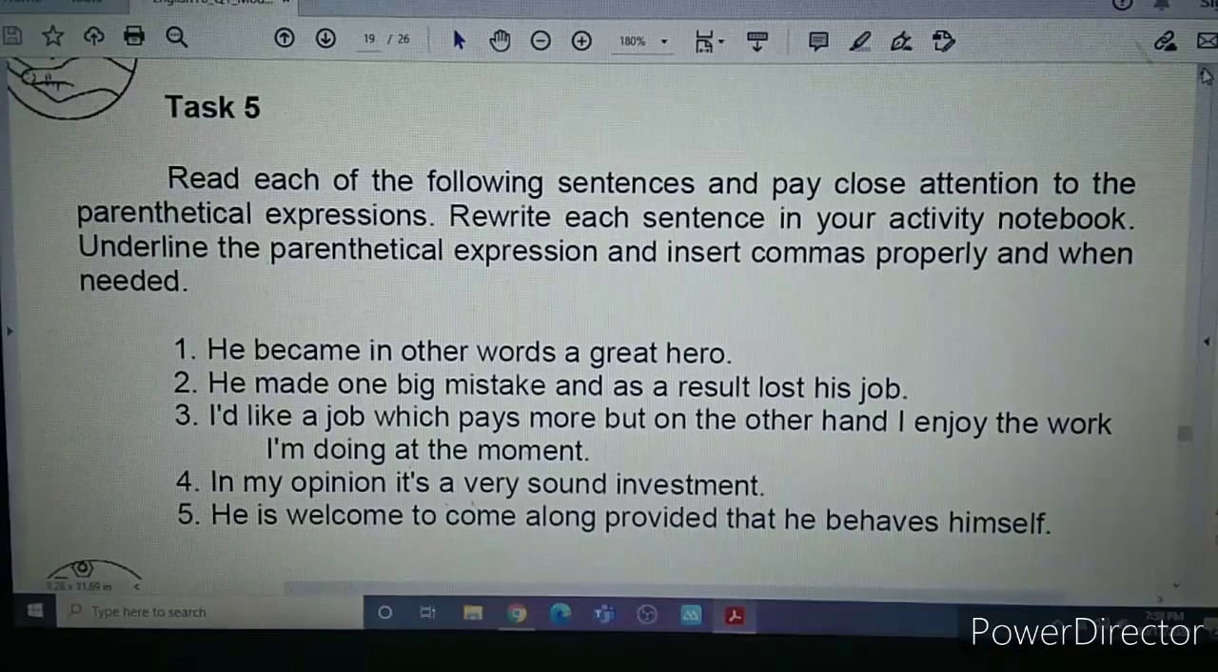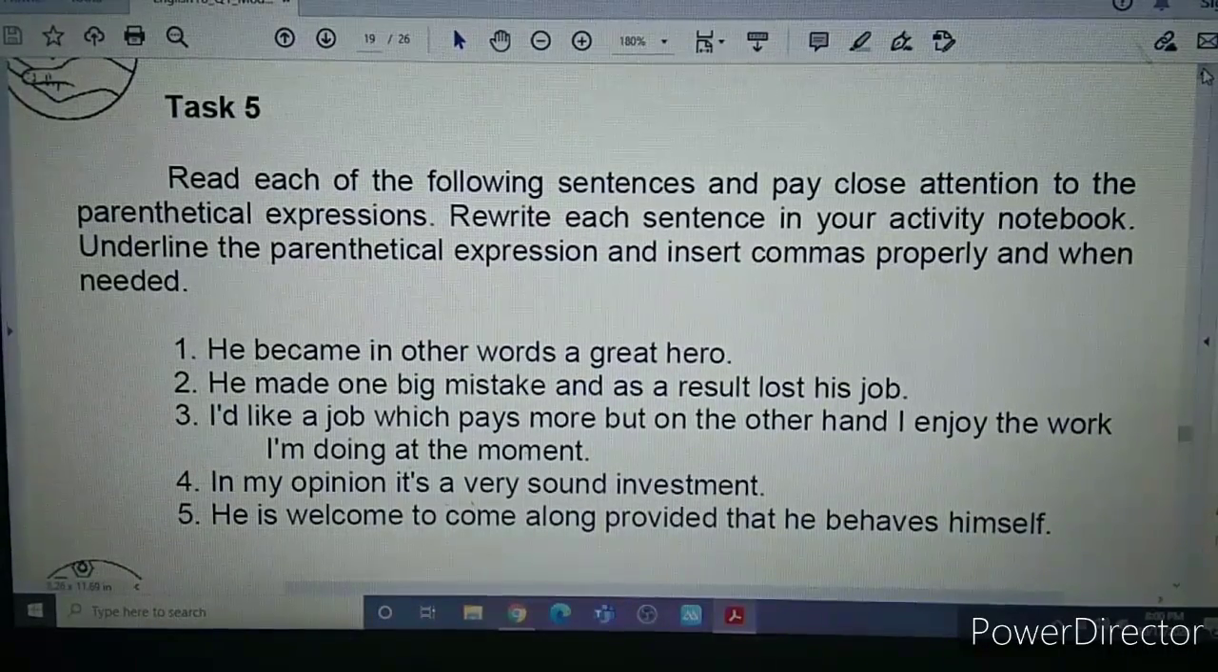Now let's move on to number 2. He made one big mistake and as a result lost his job. So what do you think is the parenthetical expression for number 2? Okay, the parenthetical expression for number 2 is as a result. So here is now the correct sentence. He made one big mistake and, comma, as a result, comma, lost his job.